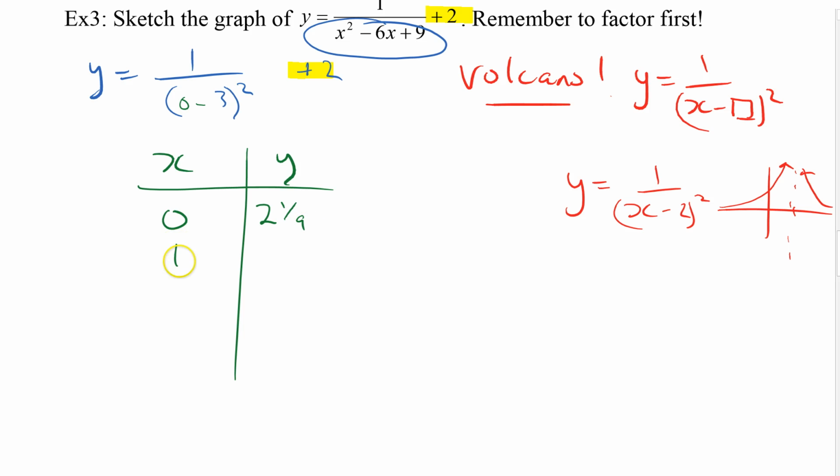What if I put in a 1 here? So if I change this x value here and I put in a 1, 1 minus 3 is minus 2. Minus 2 squared is 4, so I would get a quarter, plus 2, so I would get 2 and a quarter. What happens if I put a 2 in there? Well, let's just put a 2 in there, so I get 2 minus 3 is minus 1. Minus 1 squared is 1. 1 over 1 is 1, plus 2 is 3. So let's do these three values to begin with here.